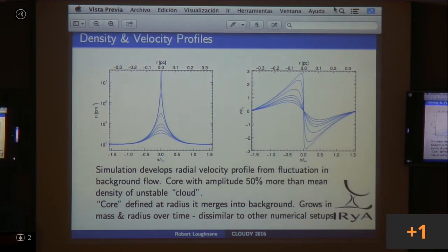The core starts with an amplitude with a density 50% more than the background, so its density is 1.5 times 10 to the 4, where the background is 10 to the 4, higher than the density of the background unstable cloud. The core is defined where the radius merges with the background. This is the background, and the cores tend to be defined here. It grows in mass and density over time. So the radius increases and the mass increases.